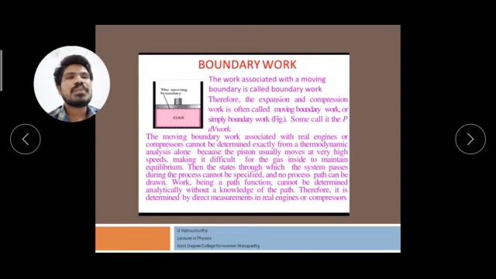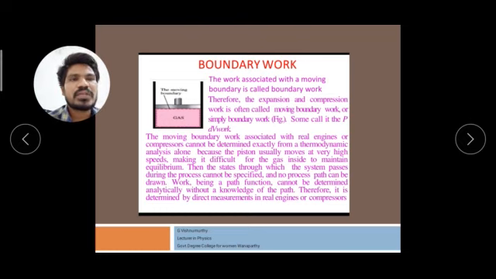The second topic is boundary work. What is boundary work? The work associated with a moving boundary is called boundary work. Therefore the expansion and compression work is often called the moving boundary work, or simply boundary work. Some call it PdV work. The work done by the system or on the system is denoted with PdV.